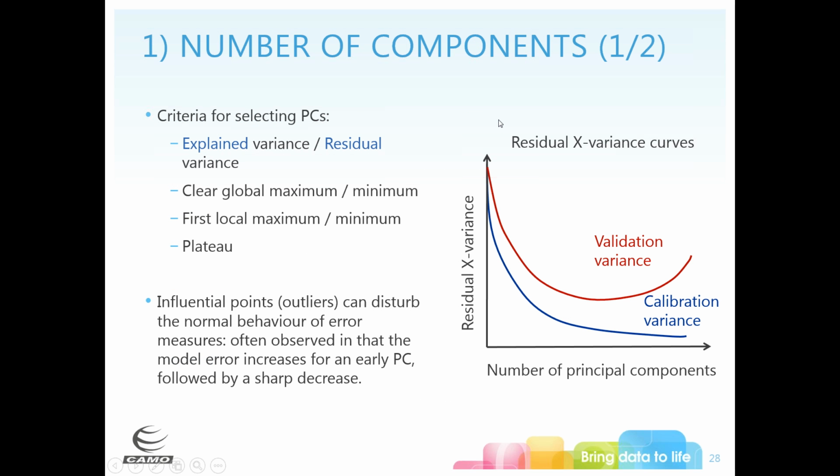So the first thing, how do you determine how many components you want to use? It's really going to depend on your application. What you want to look at, your criteria, is your explained variance or your residual variance. Those are the curves that I showed you. Residual variance is how much is not explained. And the calibration variance will always trend towards 0. But your validation variance should begin trending towards 0, and at some point it will diverge.